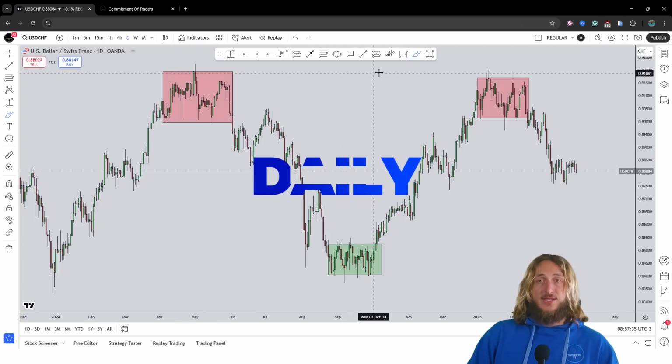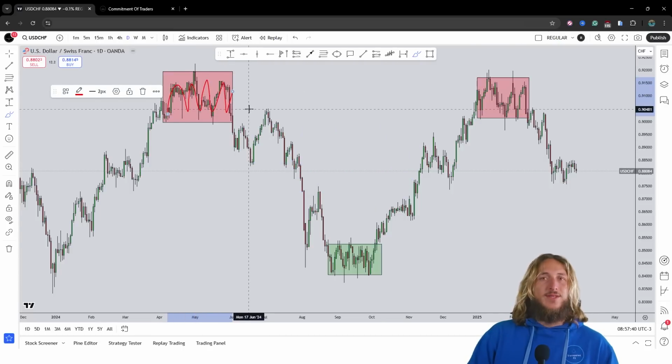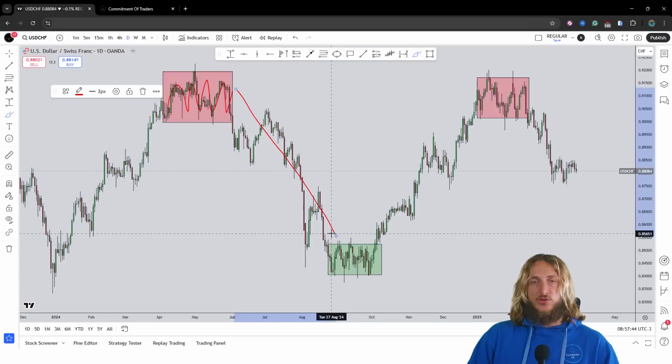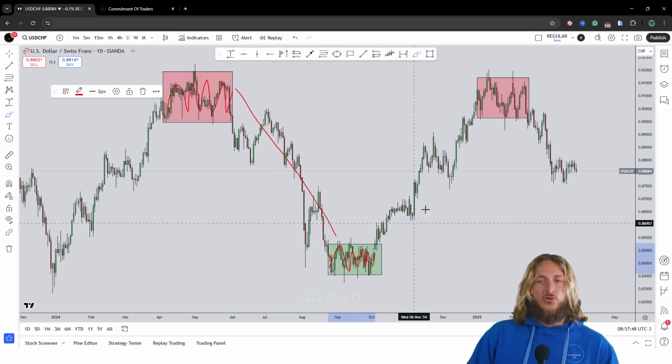So the answer is yes, there is a good probability that after this horizontal distribution phase in which institutions are shorting USD CHF, the market is going to enter into a downtrend. Then you get into this area here. Again, you see this horizontal price action.